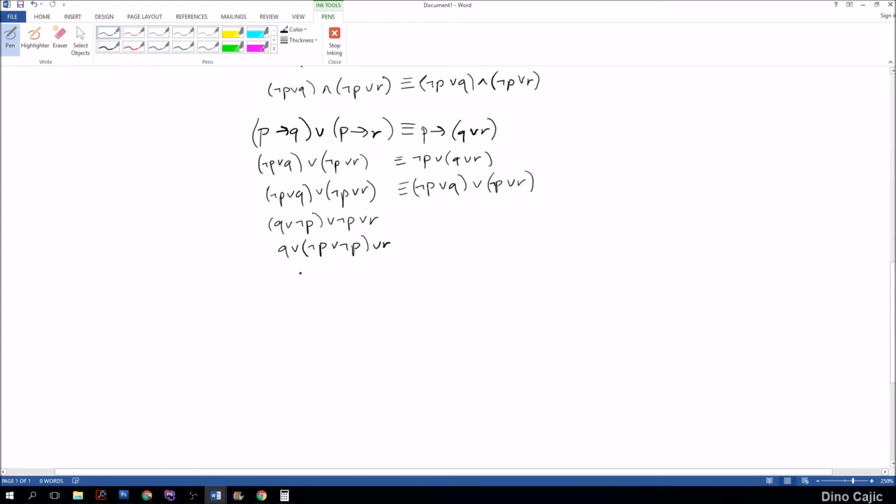Well, what does that come out to? That comes out to Q or not P or not P. Well, that's just not P or R. How did I get this not P from the not P or not P? Well, take a look at the idempotent law from my previous tutorial. And the same can be done on this side, since they are identical equations, so that would come out to Q or not P or R.